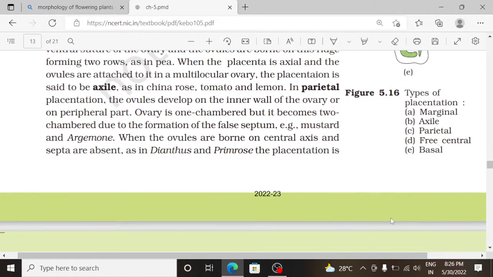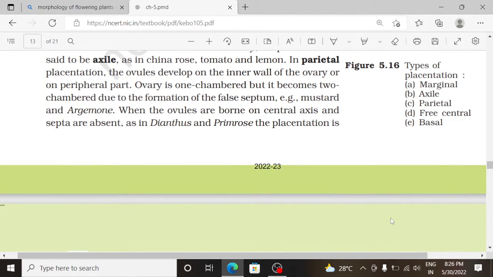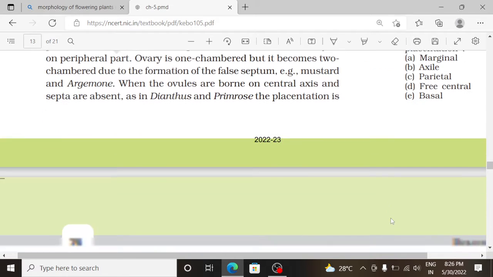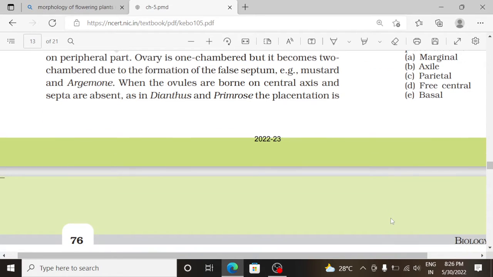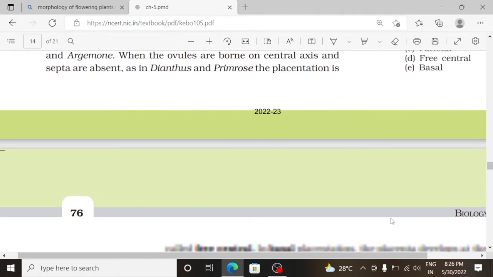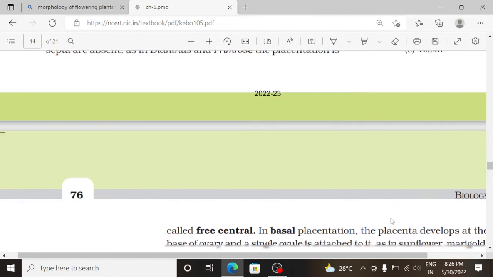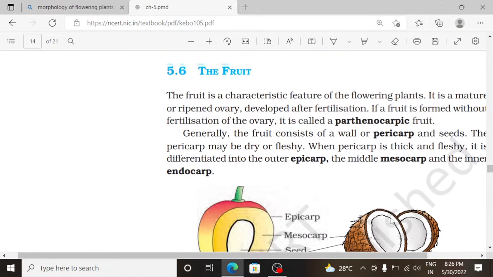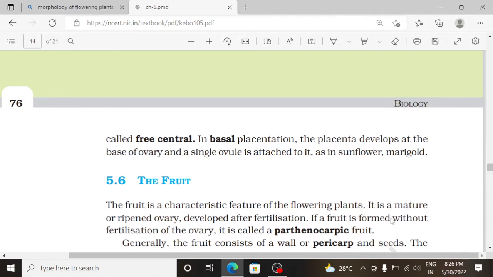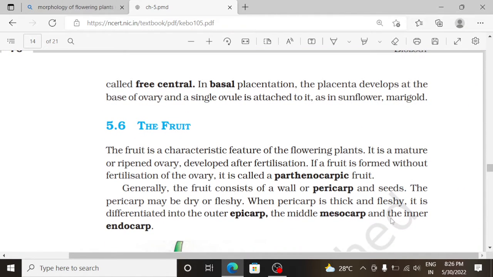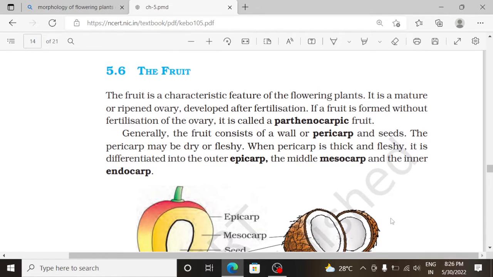In parietal placentation, the ovules develop on the inner wall of the ovary or on the peripheral part. The ovary is one-chambered, but it becomes two-chambered due to the formation of a false septum. Examples are mustard and Argemone. When the ovules are borne on the central axis and septa are absent, as in Dianthus and primrose, the placentation is called free central. In basal placentation, the placenta develops at the base of the ovary and a single ovule is attached to it, as in sunflower and marigold.